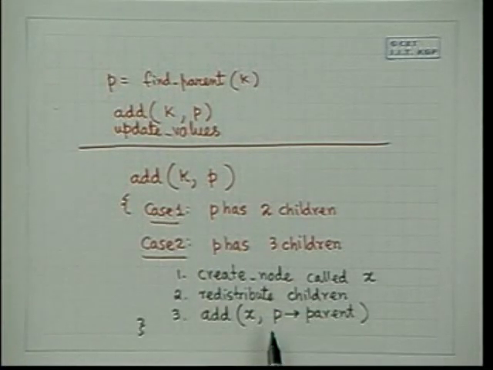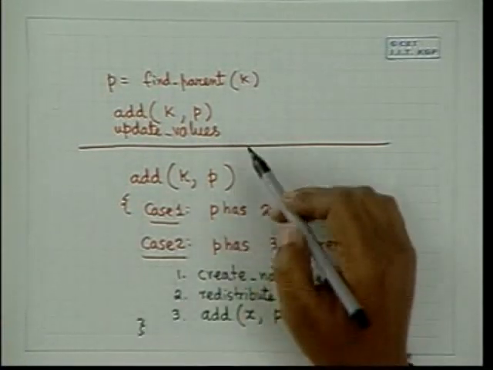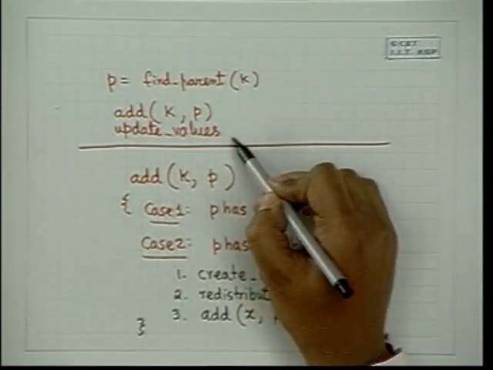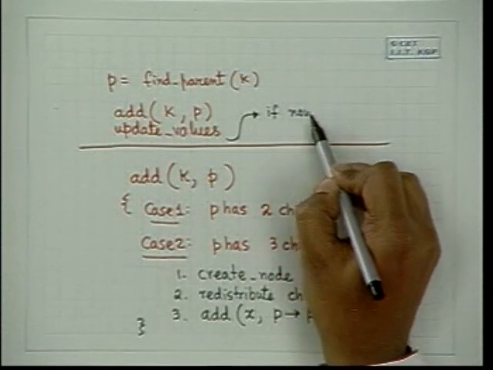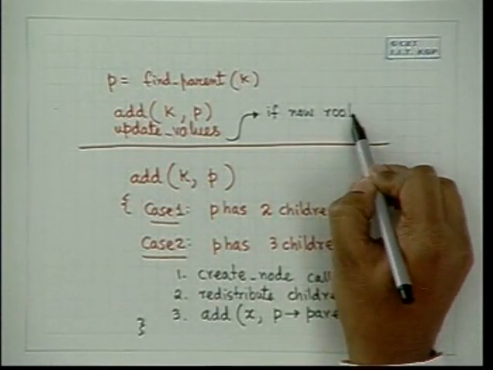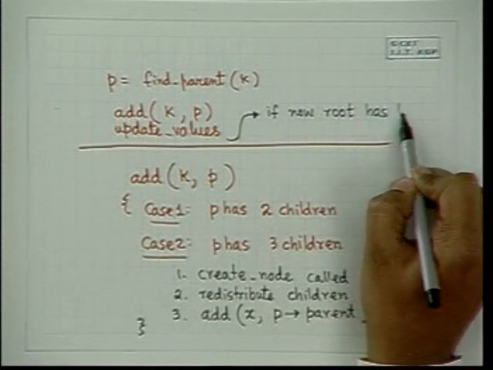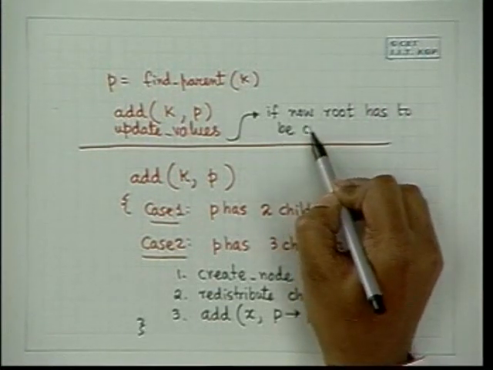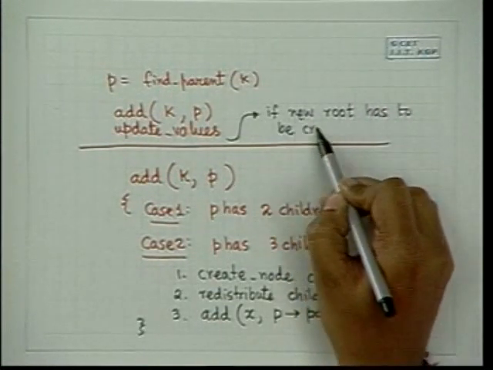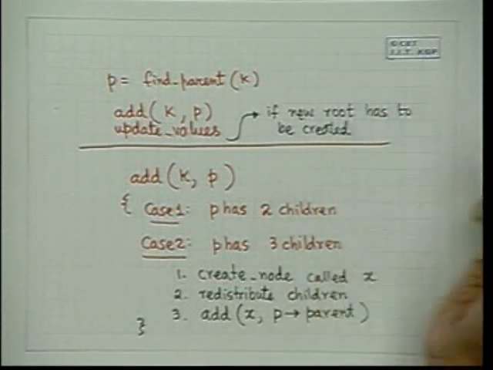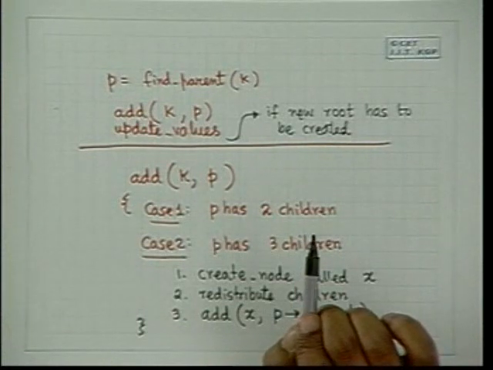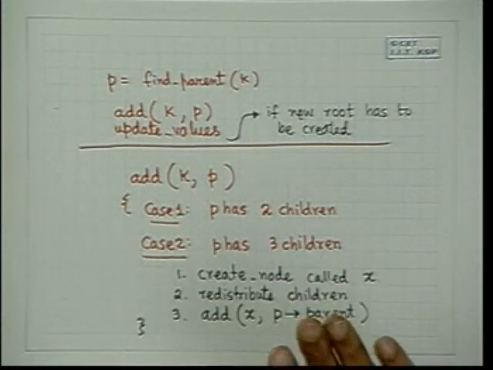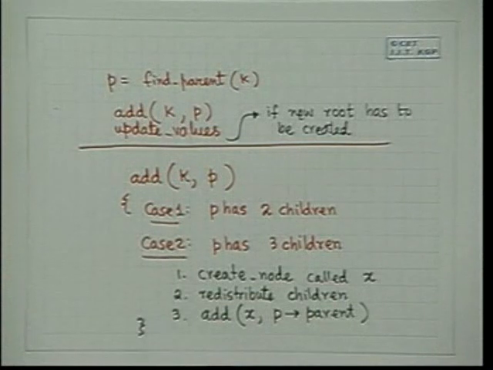Okay, this is not the exact code. Other than this, when you complete adding, you have to check another thing: whether a new root has to be created or not. If a new root has to be created, then you have to create a new root. That's all. Clear? So this is the overall algorithm for insertion.